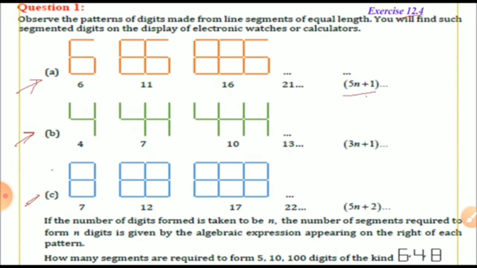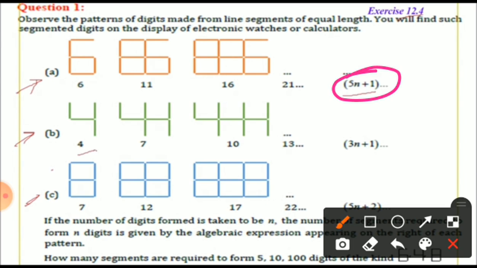So what is the common pattern here? 5n plus 1. 5 tens are 10 plus 1 is 11. For 3, 5 threes are 15 plus 1 is 16. For 5, 5 fives are 25 plus 1 is 26. So here 26 will come next. For 4: to make one 4 you need 4, two 4s need 7, three 4s need 10, and 13. So 3n plus 1.